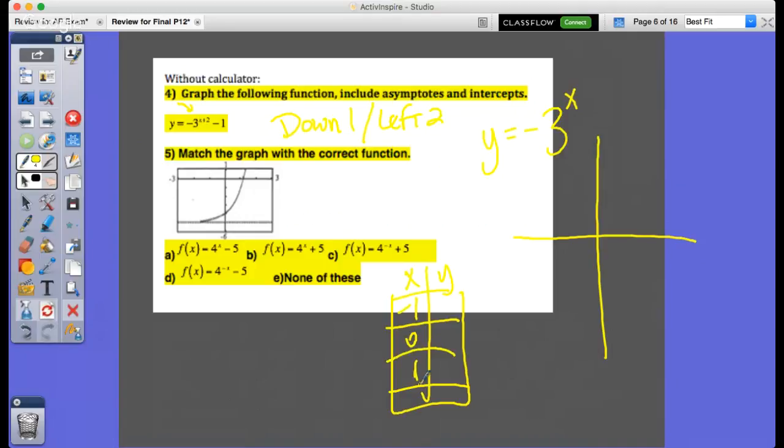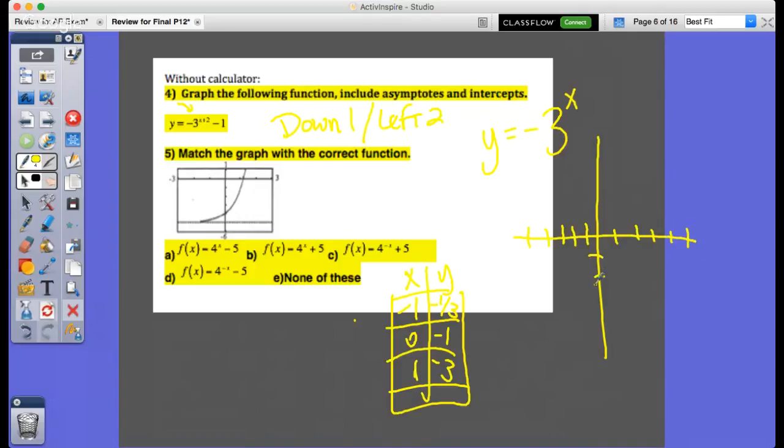1/3. Exactly. Good. But would it be negative? Was it negative 3? It's 1/3, and then we include the negative at the end. Negative. So this would be negative 1/3. What's 3 to the 0 power? 1. Then the negative comes in, which would be negative 1. Good. And what about if I plugged in 1? Negative 3. Good.